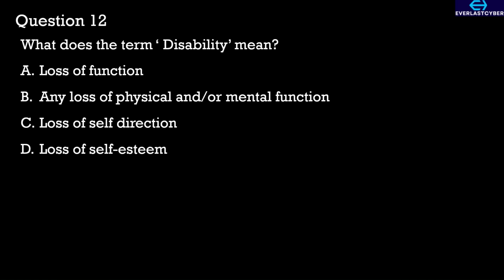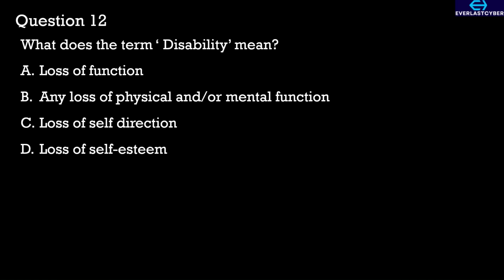Question 12. What does the term disability mean? A. Loss of function. B. Any loss of physical and or mental function. C. Loss of self-direction. D. Loss of self-esteem.